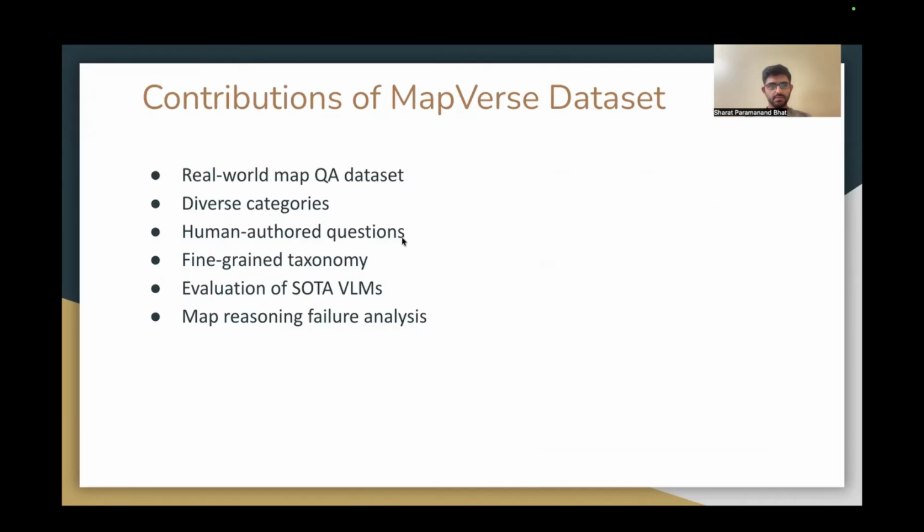The contributions of our paper are that we work on real-world maps with question answers generated by humans. We cover a diverse set of categories and provide a fine-grained taxonomy to help us evaluate it better.